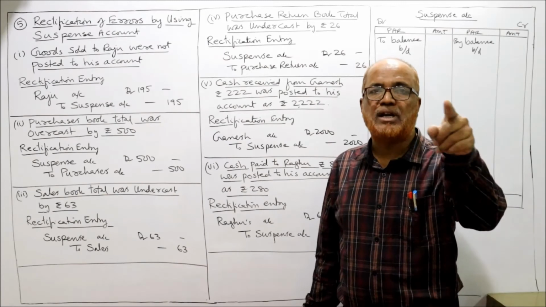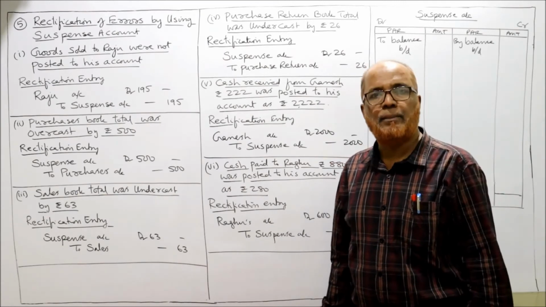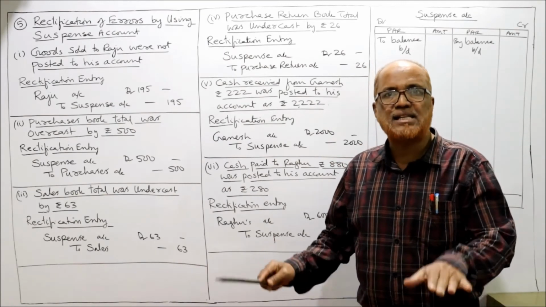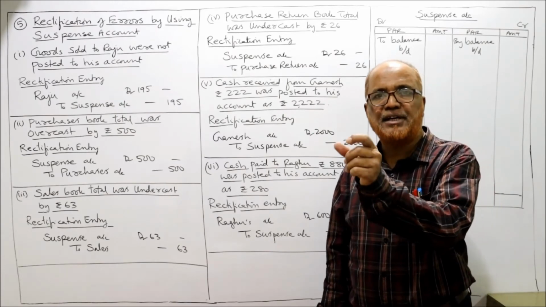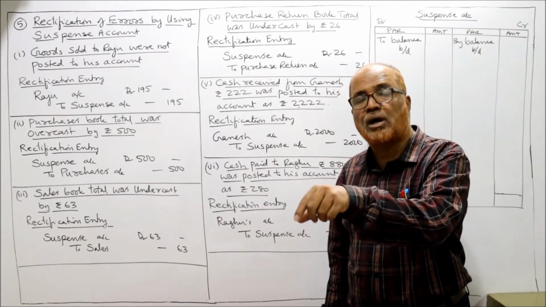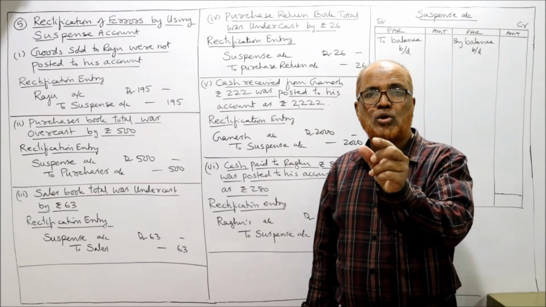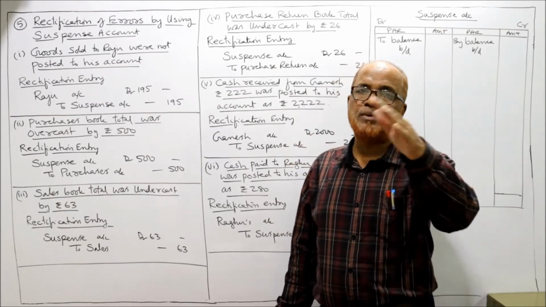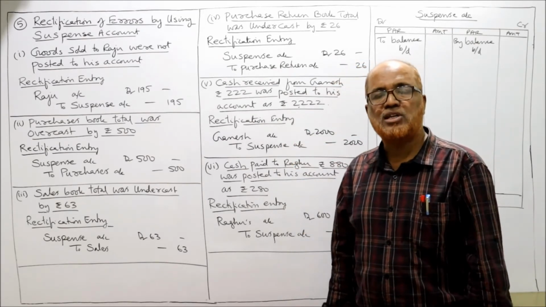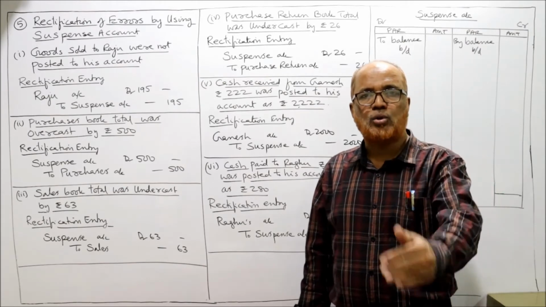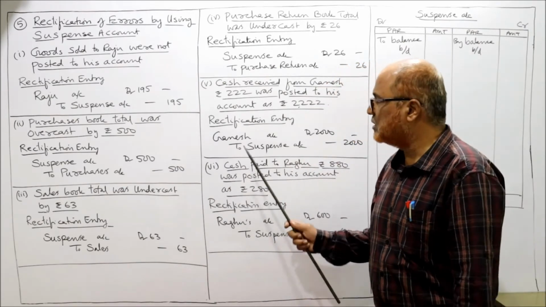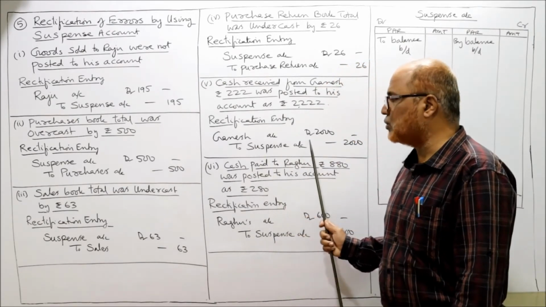That 2000 rupees will be debited to Ganesh account to cancel it. Instead of crediting 222, we have credited 2222. So 2000 rupees more we have credited, and that 2000 rupees will be debited to Ganesh account. So the rectifying entry: Ganesh account debit to suspense account, 2000.